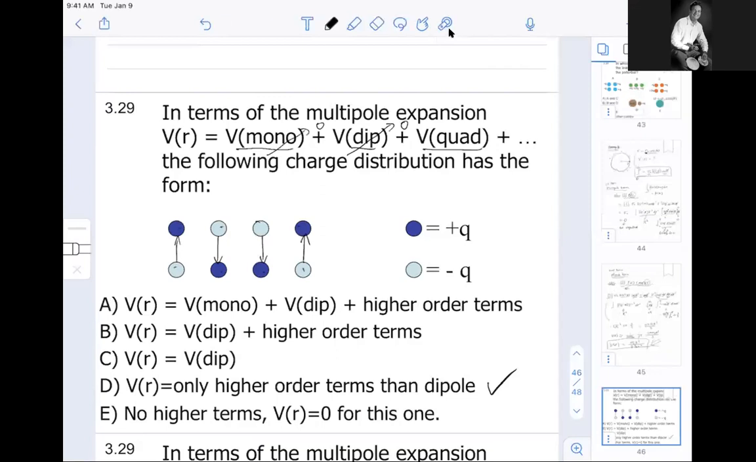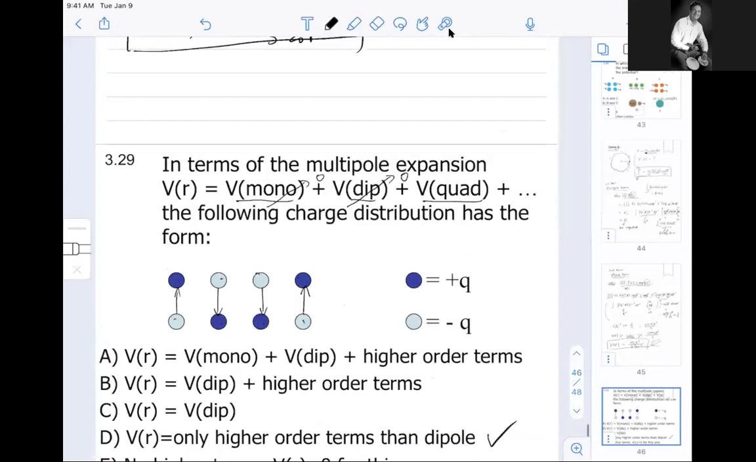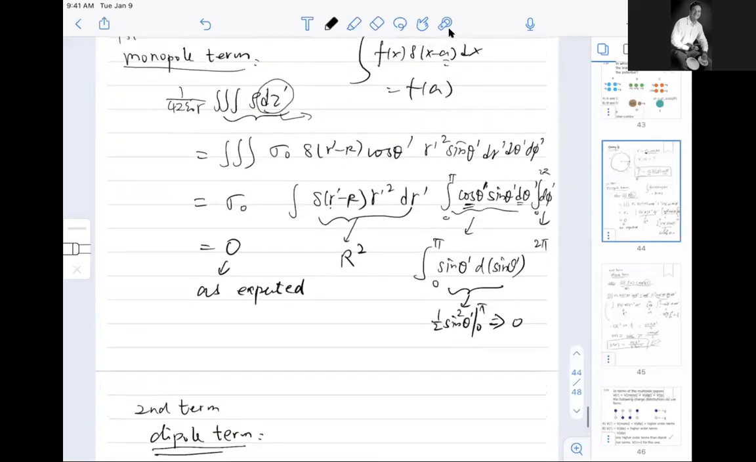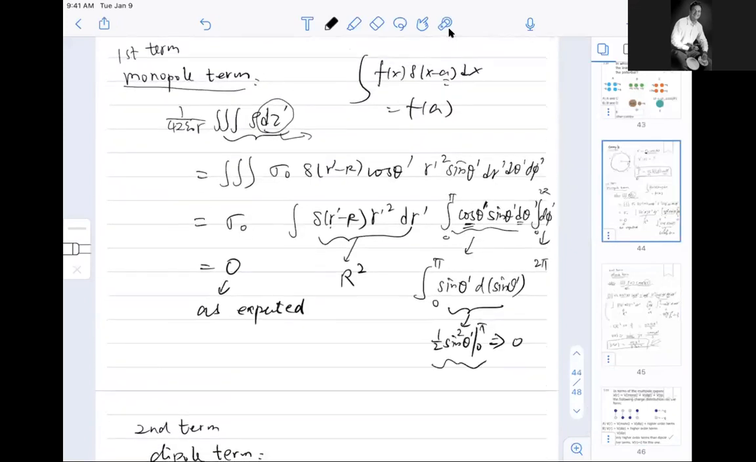Dr. Ryan, I was writing stuff down and I didn't see why in the math the first term, the monopole term that we were figuring out, goes to 0. Which integral makes it 0? Here, that is sine theta. Oh, I see. Sine pi minus sine 0 squared. Yeah, so that goes away. Okay, got it. Thank you.